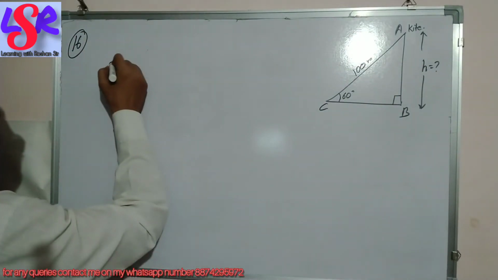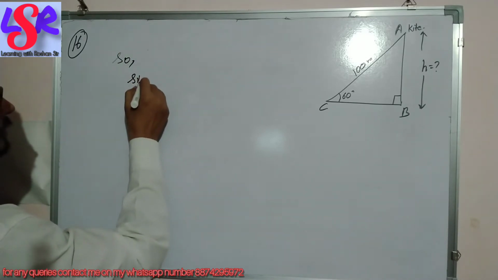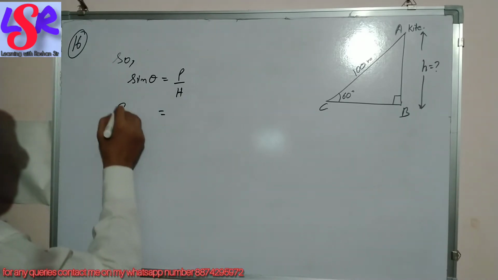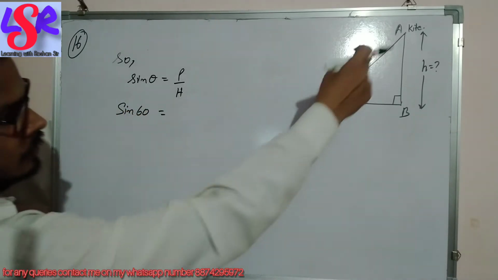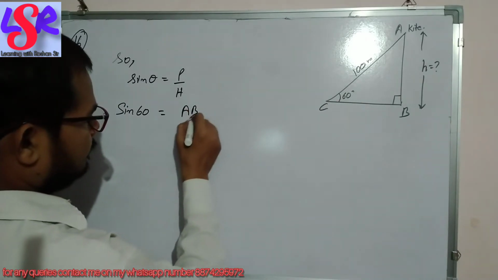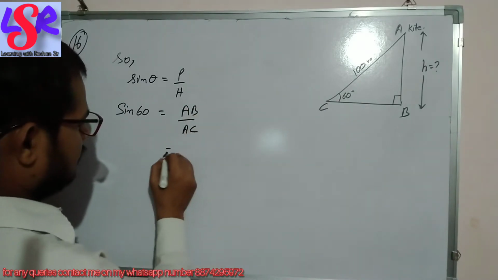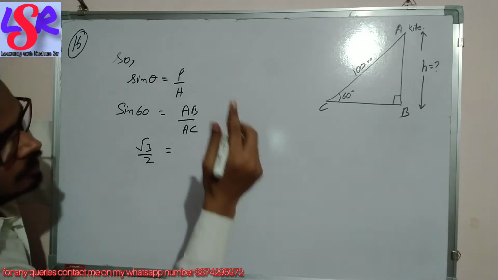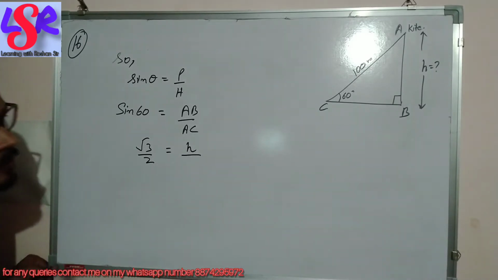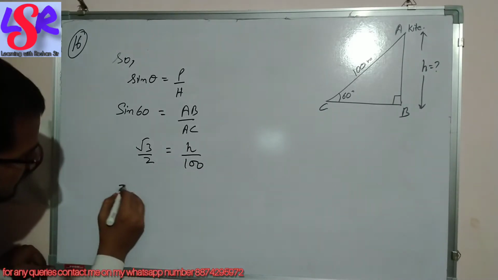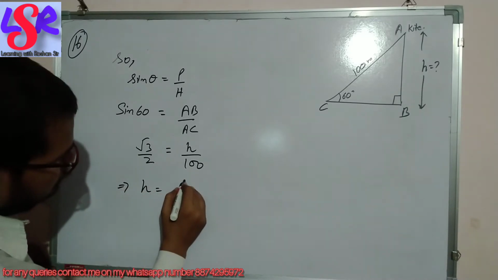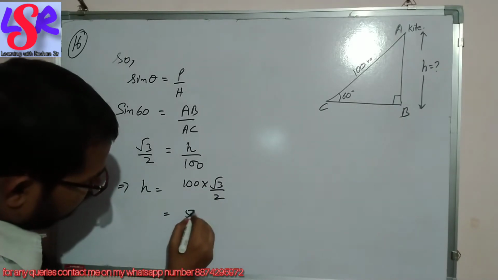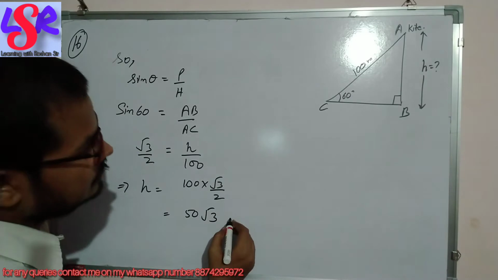So we can use sin theta equals to the perpendicular upon hypotenuse, and here we are having sin 60 equals to AB upon hypotenuse AC, and this will be equals to √3/2. And AB is the height, given as h, and AC is 100. Therefore h equals to 100 into √3/2. On solving, this will become 50√3 meter.